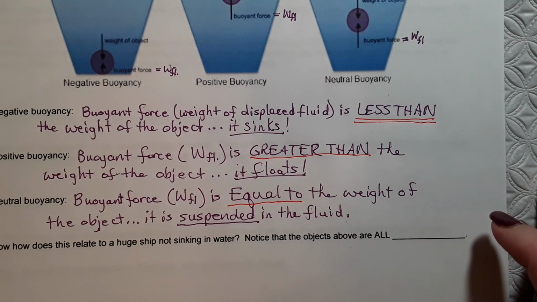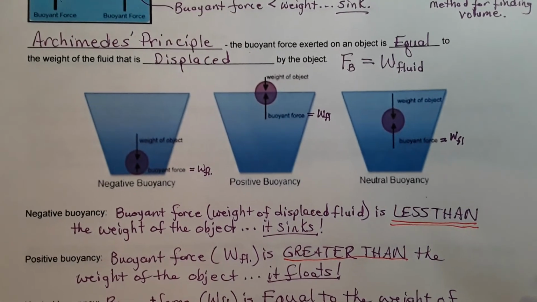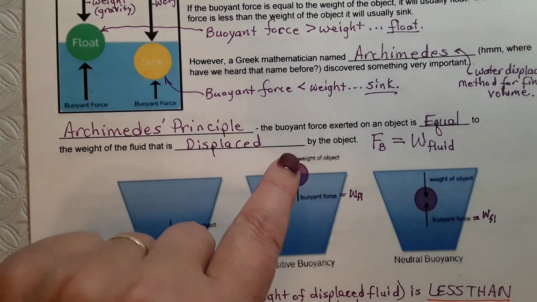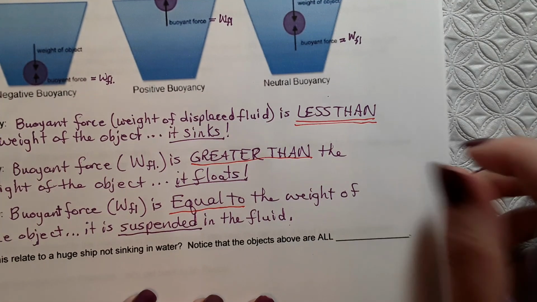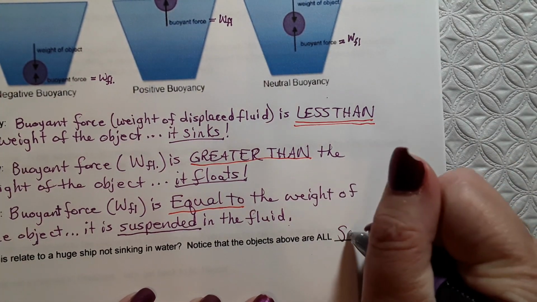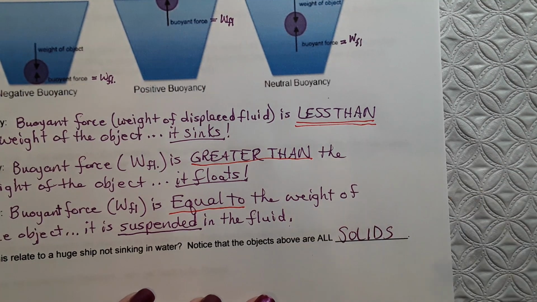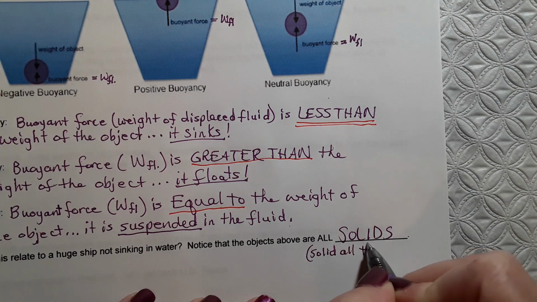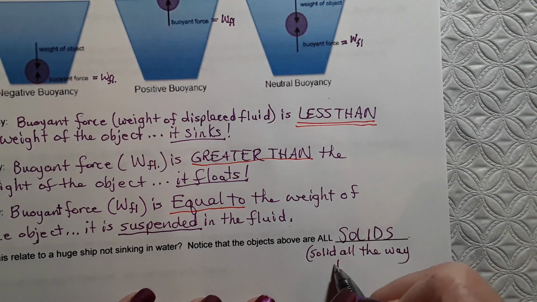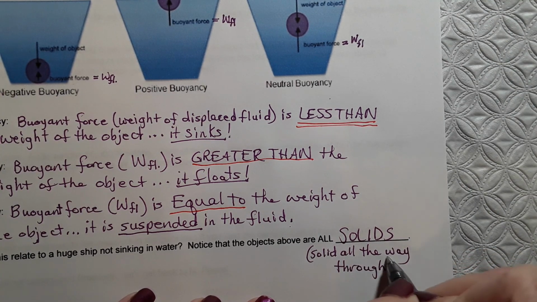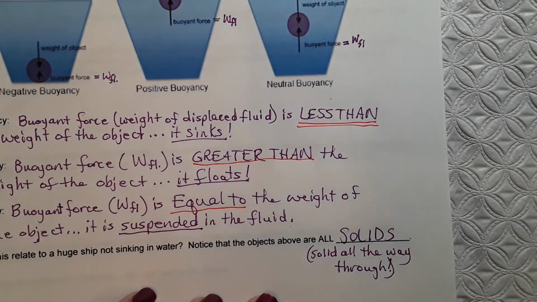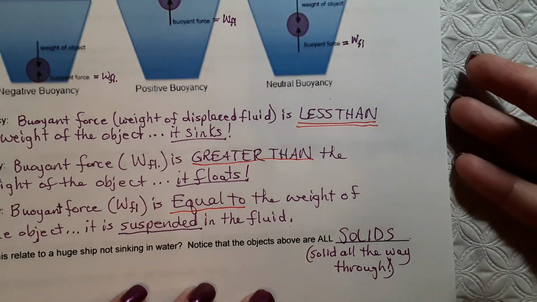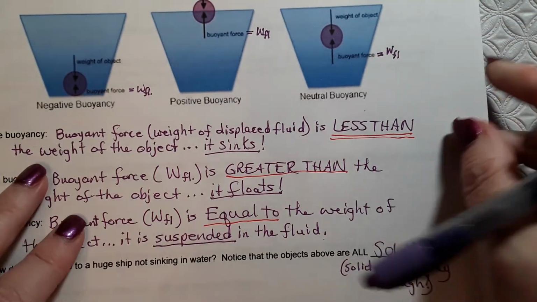Now, none of this still explains why those huge, gigantic metal ships float on the water instead of sinking. Well, we're getting to that right now. I want you to notice that all of the objects that we're looking at right here are all solids. And by that, I mean that they are solid all the way through. No air pockets. That's what has a lot to do with the big ships floating on the water.